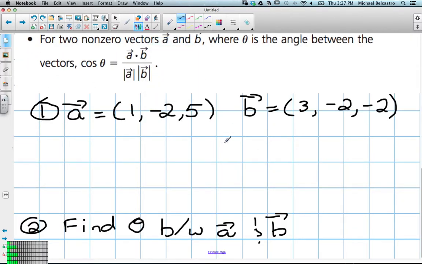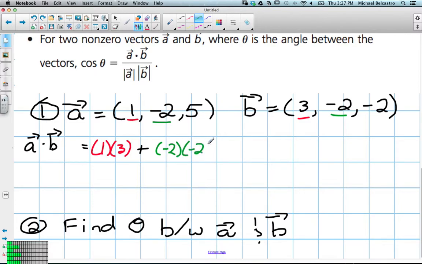Here's our lovely writing. If I want to find the dot product of A dot B, what we're going to do is take the first values and multiply them, so 1 by 3, plus the second values, which are -2 by -2, plus the third values, which are 5 times -2. So we're going to have 3 plus 4 minus 10, which gives us -3. That's it. Dot product of A and B is -3.